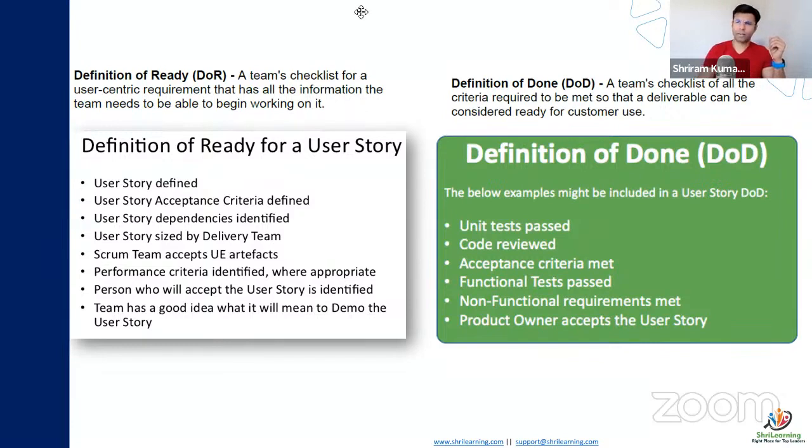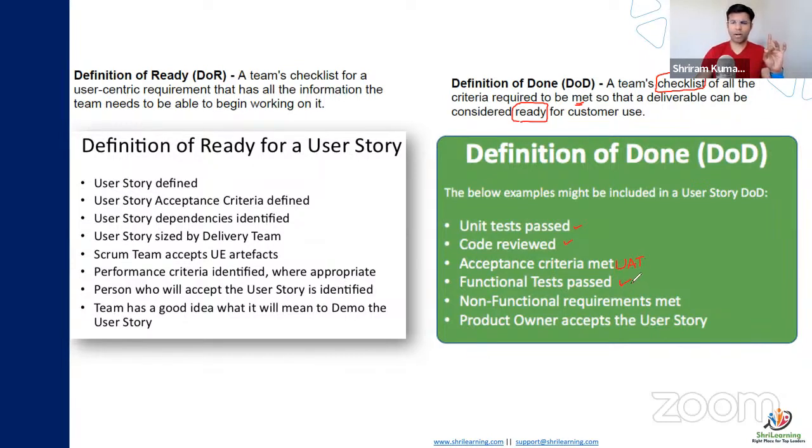On the screen, does it mention it as a checklist? Now, when you see there is a checklist of all the criteria required to be met so that a deliverable can be considered ready. If you want to say something is ready, it should have been tested. It should have been reviewed. It should have been accepted by the customer, called UAT. Have you heard about UAT? What is UAT?